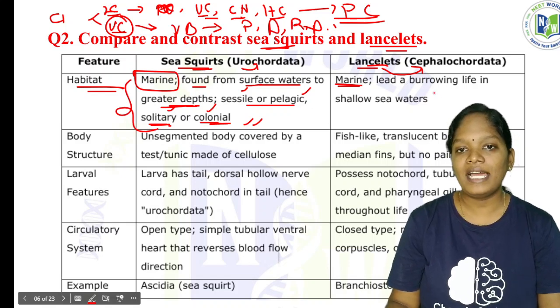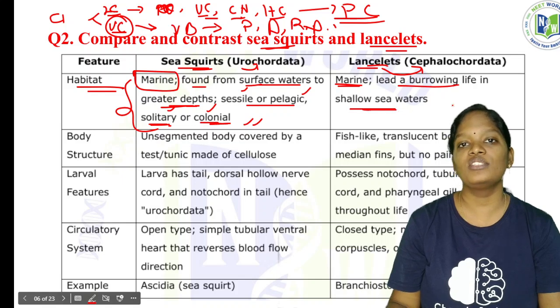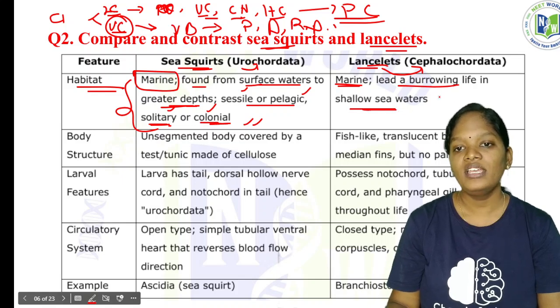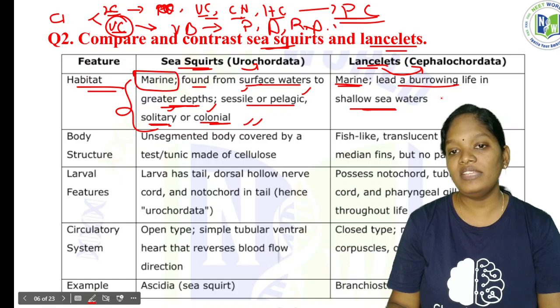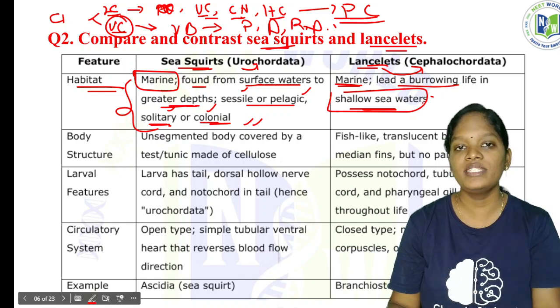Now, when it comes to the lancelets, it leads a burrowing life in shallow sea waters. It is not in the very deep of the waters, but it will be living in the shallow sea waters. So that is the habitat of these lancelets.